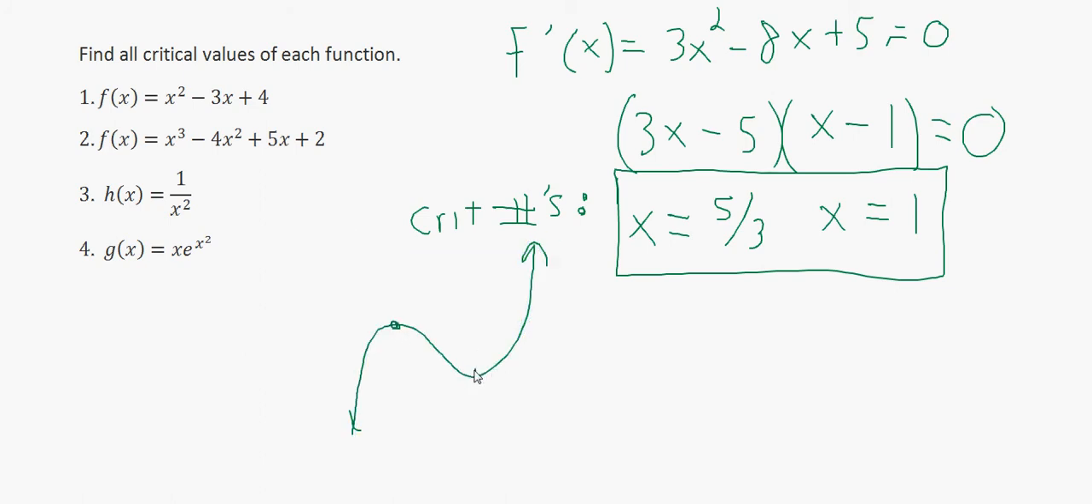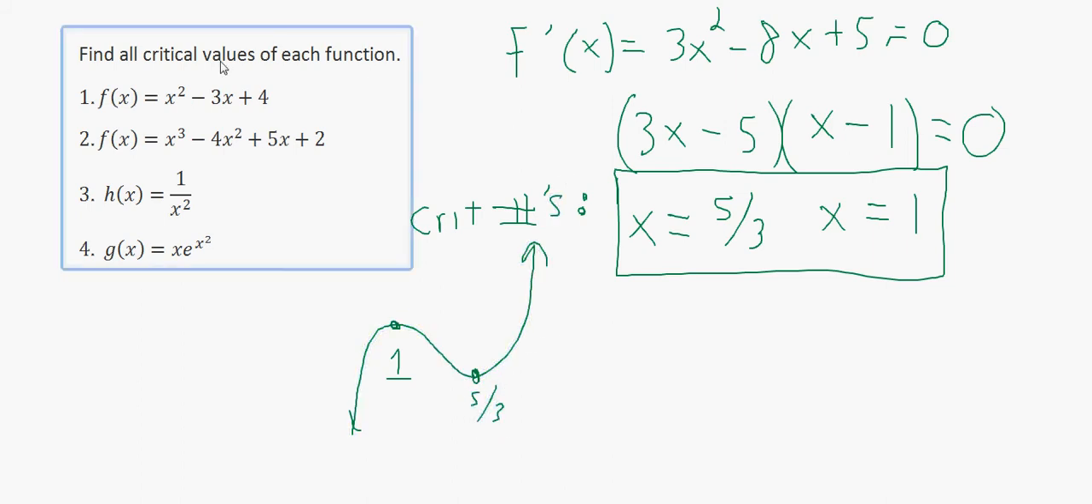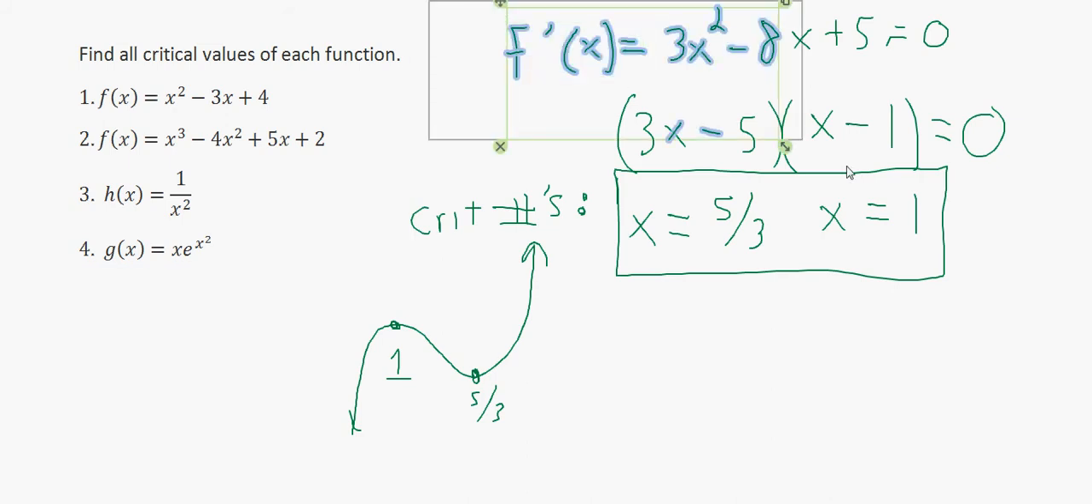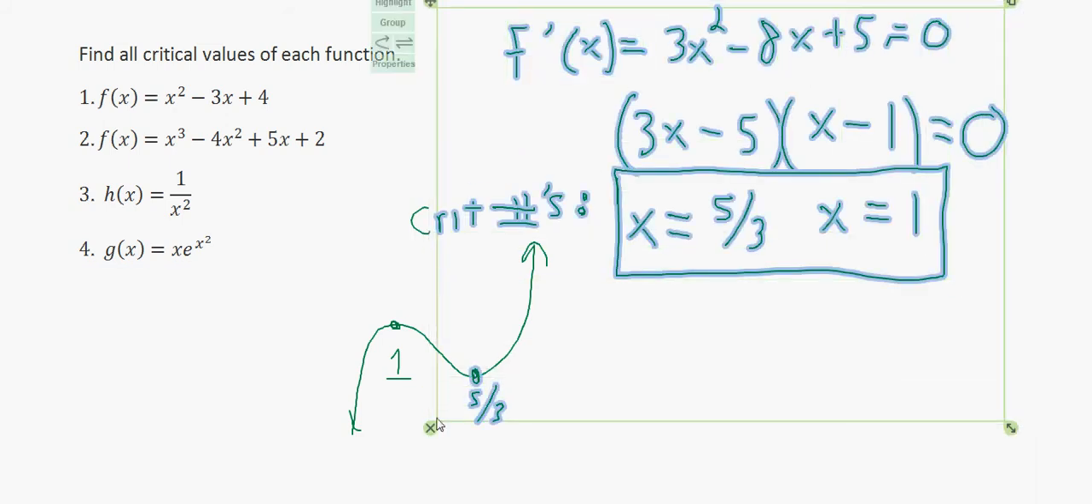So this really tells us a lot about this function. And we're going to use that knowledge later on to actually start graphing functions with calculus. We're going to be human graphing machines. All right. Number 3, h of x equals 1 over x squared.